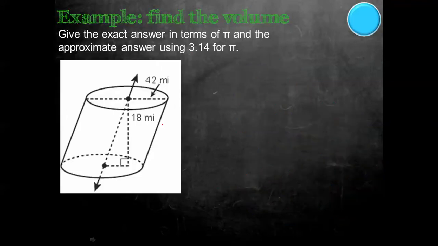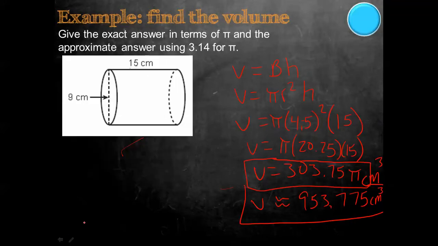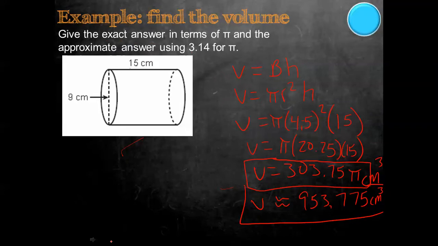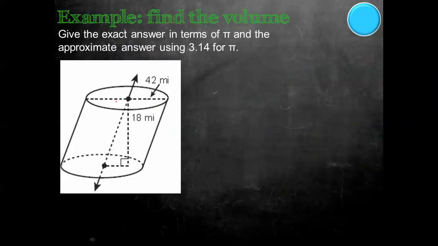Okay, in this one, this is not a right cylinder. A right cylinder is when it's straight up and down. The height is perpendicular to the base. The bases are right on top of one another. So this is not. This is what we would call an oblique cylinder. It's leaning to the right, but it's still the same formula: pi r squared times height.